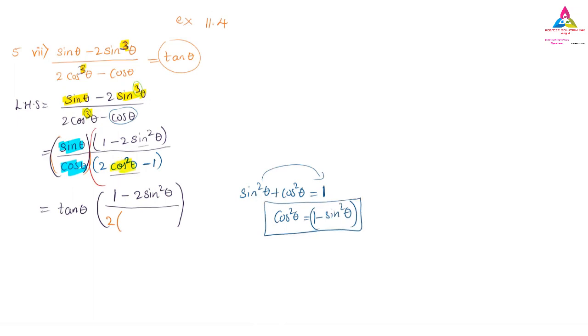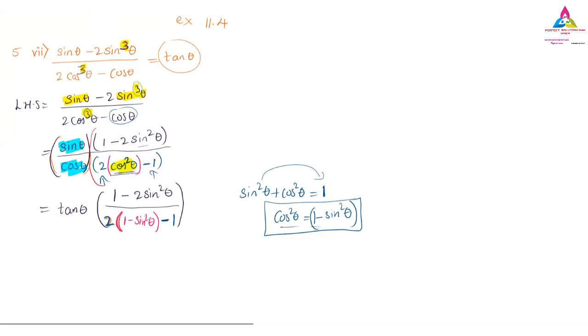Instead of cos square theta here, I will put the bracket if you want. Only this much I am converting. So here I will write cos square theta as 1 minus sin square theta. And here I will put that minus 1 as it is. I will not change anything. 2 I have written as it is, minus 1 I have written as it is. Only the cos square theta I have changed to sin square theta.